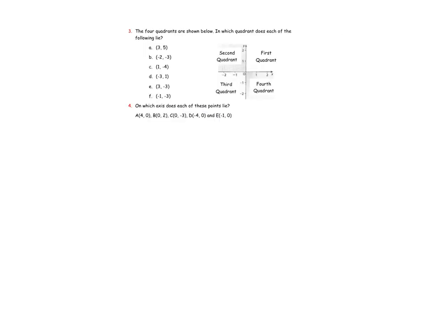Question 3, the 4 quadrants are shown below. In which quadrant does each of the following lie? So you need to figure out whether A to F is in the first quadrant, the second quadrant, the third quadrant, or the fourth quadrant. I'll do the first one for you here. So we have 3, 5. First of all, we go across the x-axis, towards 3, which is out here somewhere, and then up 5, which will give us a point out here. So this is the first point, and it is going to be in the first quadrant. Then you do the exact same for the other points, and hopefully you'll be able to figure out which quadrant each of them are in.